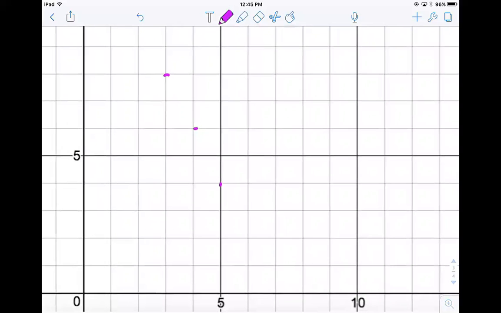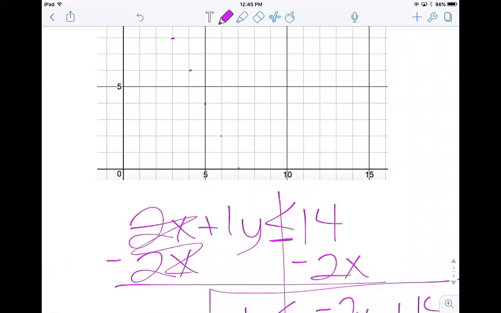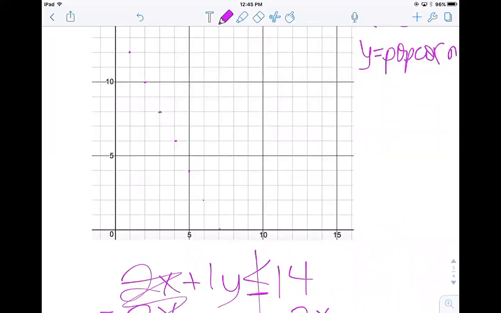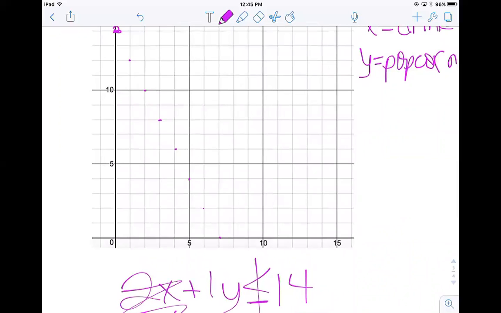And then we want to decide if this is a dotted or a solid line. So again, we're looking at our symbol. Because our symbol has that line underneath there, it is a solid line. So we're going to connect those points. And then we need to shade.